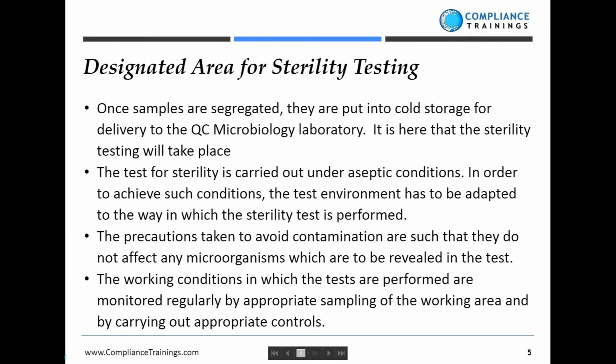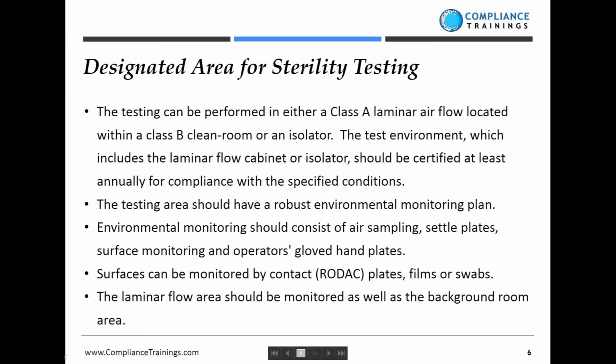You should be testing your sterility samples in a designated area. They are usually placed in cold storage for delivery to the micro lab. The test is usually carried out in aseptic conditions. Your area in the laboratory should be an environment that is adapted in which the sterility test should be performed. So that would be in an isolator system or a clean room. The working conditions in which those tests are performed should be monitored by environmental monitoring while you're actually doing the testing as well, much like you would do in a manufacturing area.